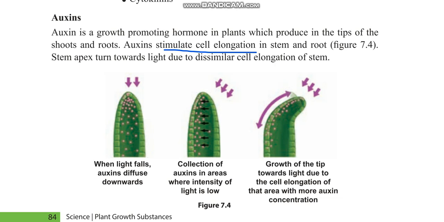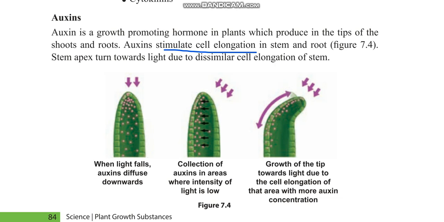The stem apex tends toward light due to dissimilar cell elongation. Now, this tip of the stem is always turning towards what? The light. Because plants have to capture what? More light, because they need food, no? They can make food through photosynthesis. For photosynthesis you need mainly light, because from light they take the energy to make food. Therefore the stem tip will always go to the light.